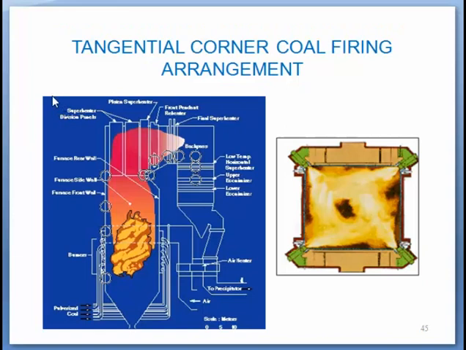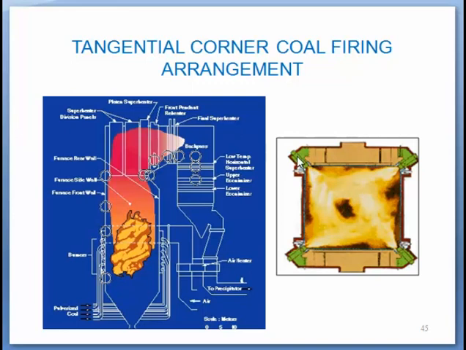This figure shows a schematic of tangential corner fired coal furnace. You can see there is an arrangement of in order COCA, that is coal air at different elevations. From all the 4 corners, you can assume that the furnace has a square or rectangular shape, and from all 4 corners the supply of coal, air or oil takes place.